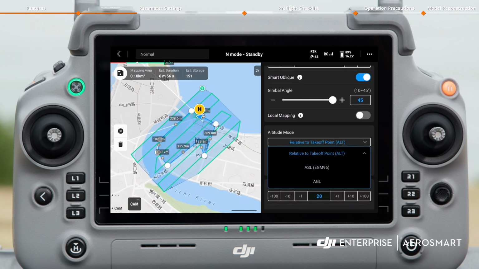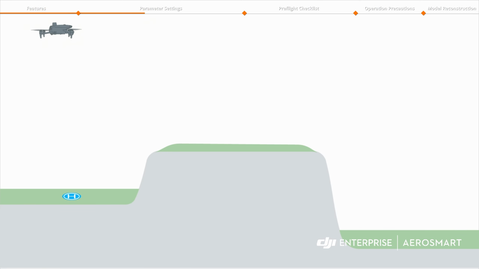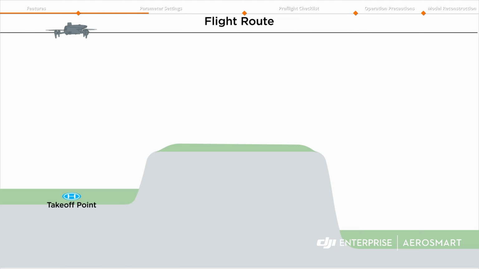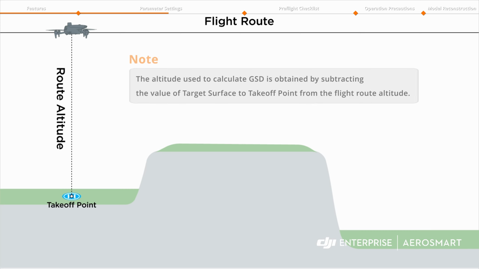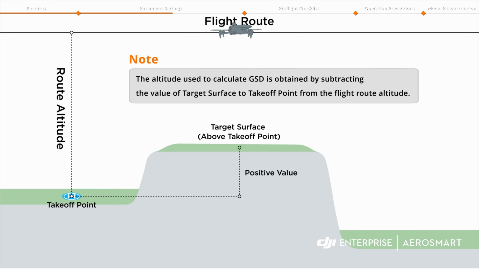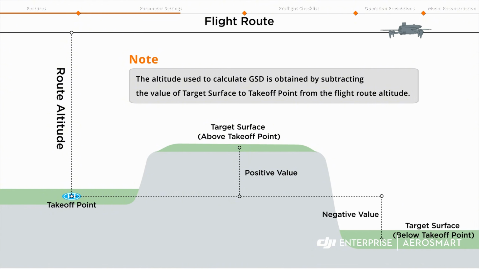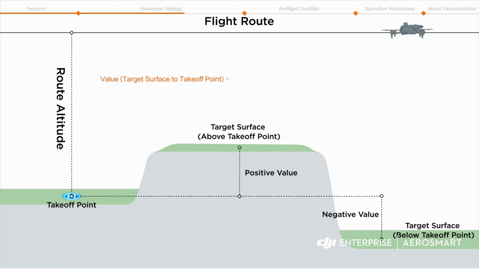When relative to takeoff point is set for altitude mode, the route altitude refers to the relative height from the takeoff point to the aircraft's operation altitude. When the altitude of the takeoff point differs from the mapping area, adjust target surface to takeoff point. When the target surface is higher than the takeoff point, the value is positive. When it is lower, the value is negative. The value is calculated by subtracting the altitude of the takeoff point from the altitude of the target surface.